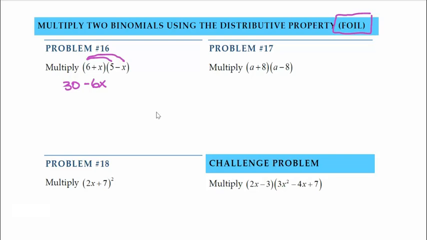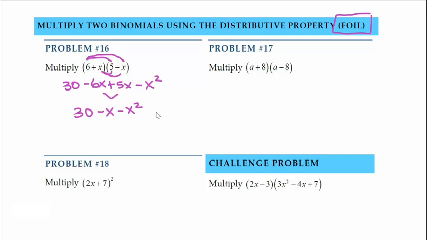And then I did the outside terms. Now I'm going to do the inside term and the last term. So x times 5 is 5x, and x times a negative x is negative x squared. And then again, I can see that those middle terms I need to combine together. So 30 minus x squared would be my answer.